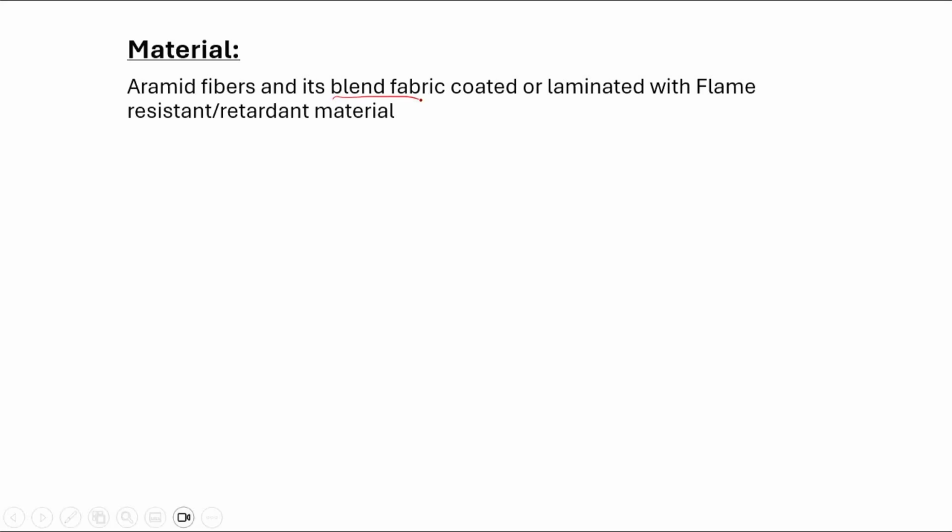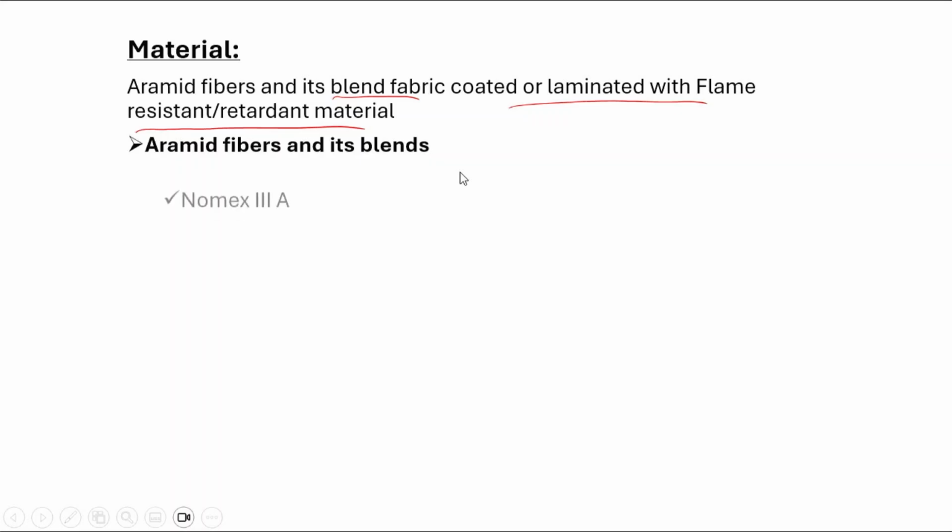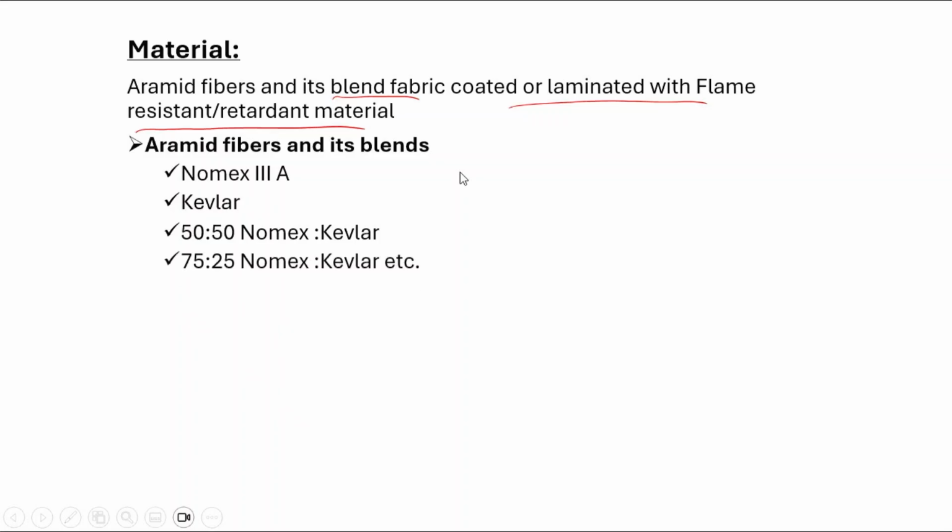So, the base fabric, may be nonwoven fabric, is basically aramid and its blend, and that will be laminated with flame resistant or retardant material, and these laminates are porous laminates, and pore size can be controlled. So, aramid fibers and its blends, materials like Nomex 3A, Kevlar, and their blend, similar to the outer layer, but here the main difference is that it is a coated material.